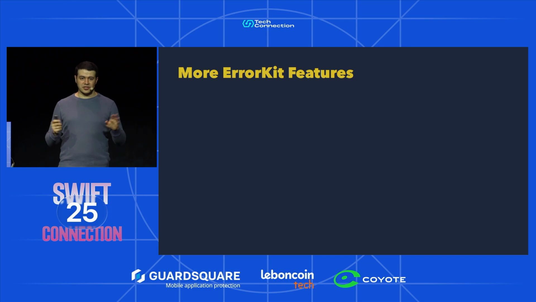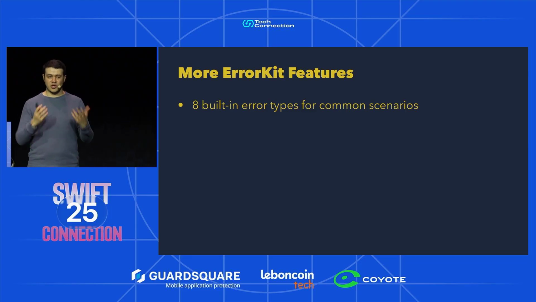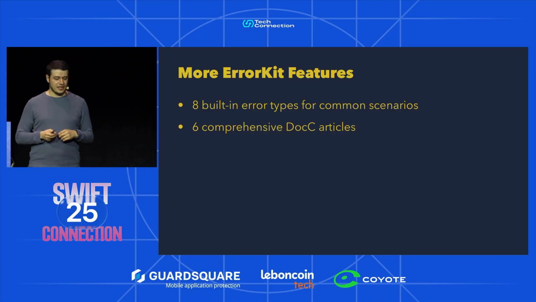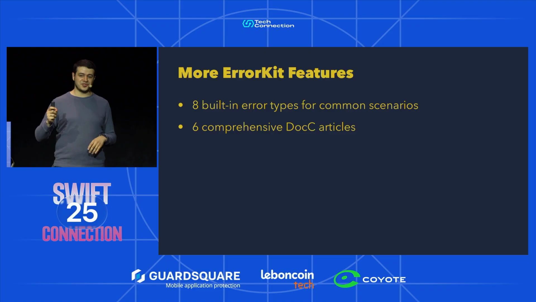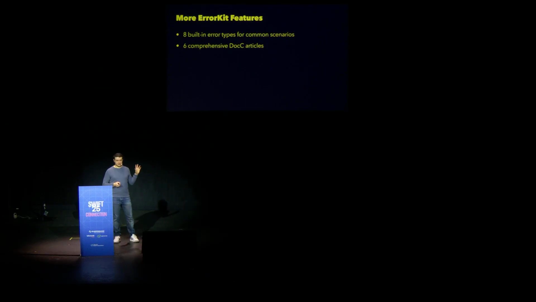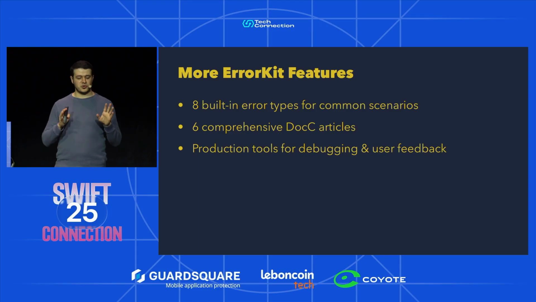So there are more ErrorKit features. I will only mention them. There are 8 built-in error types for very common cases like validation error or database error. And also generic error, if you don't want to write a new error type, sometimes you're just quickly encoding, right? And there are 6 comprehensive DocC articles, so you can read them to learn more about other aspects and all the things I talked about already. And a few more production-ready tools for debugging and user feedback.